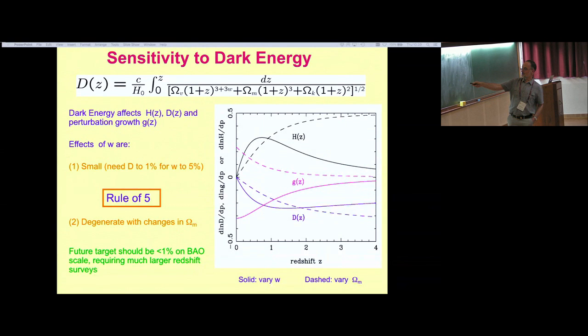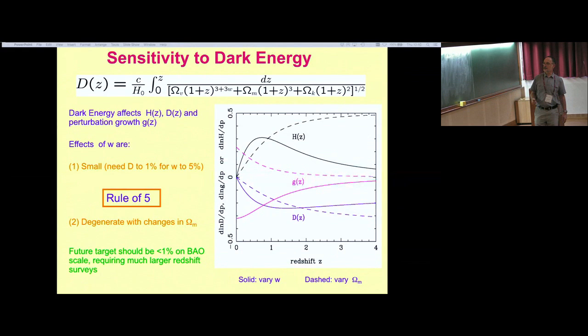The dashed line shows the sensitivity to the density parameter. The fact these curves don't have the same shape is good if you have data over a number of redshifts. I also show on here the impact on the Hubble parameter of changing W and changing the density parameter, and indeed of the growth rate of density fluctuations. So all these things are pulled around by of order 10 or 20% by changes in W.